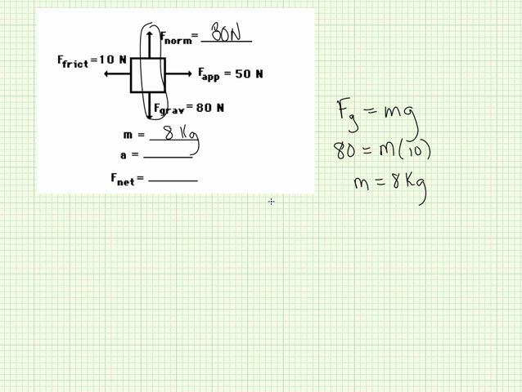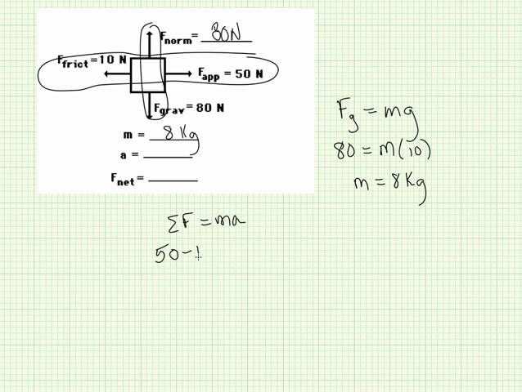And now we want to figure out the acceleration, but in order to do that, I have to find the net force first. I know it's going to be accelerating horizontally because my applied force is larger than my frictional force. So the net force is 50 newtons minus 10, which is 40 newtons. And if my mass is 8 kilograms, 40 divided by 8 is 5 meters per second squared. So with just a handful of forces, we were able to fill in the blanks for the rest of them.